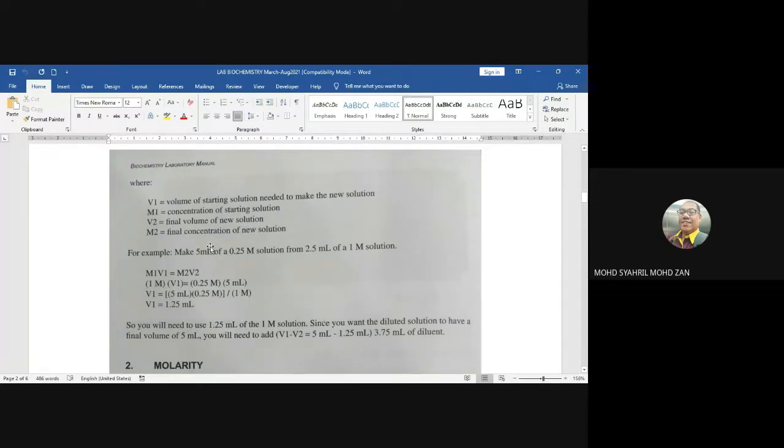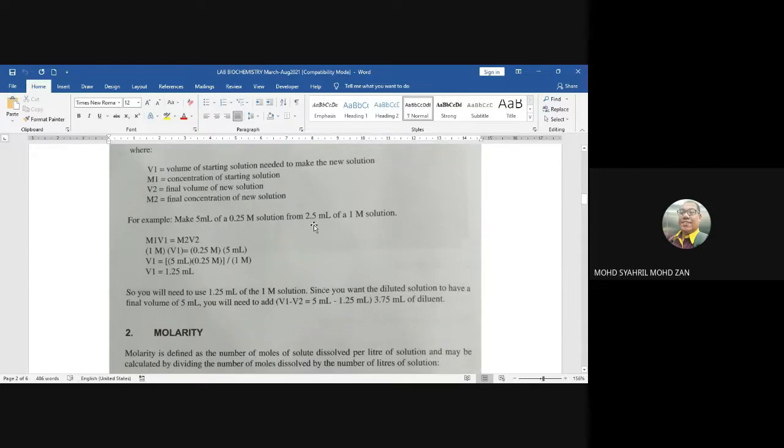Okay. So V2, M2 is the final volume and final concentration of the new solution. Make sure, since we want to make a new solution, we have to know the starting and the final values. So which part do you put where? V1 is our starting solution volume. M1 is our starting solution concentration. V2 is our final volume of the solution. And M2 is the final concentration of the new solution.